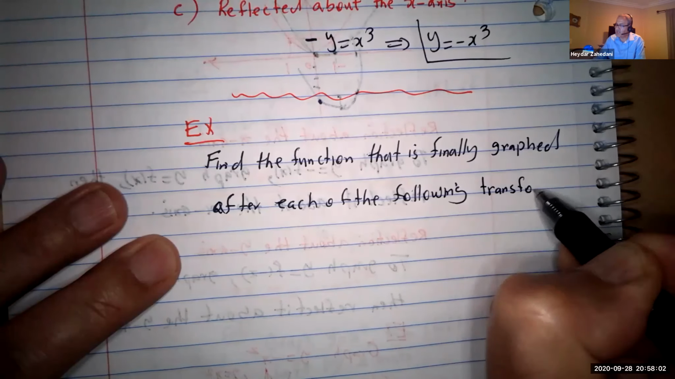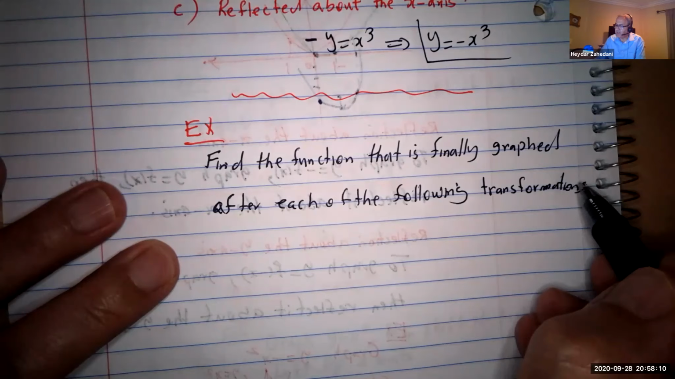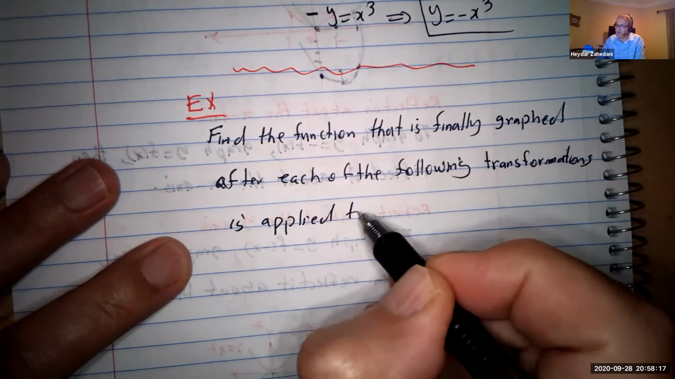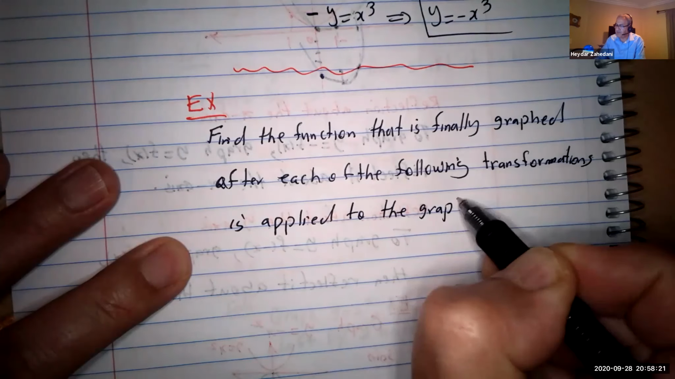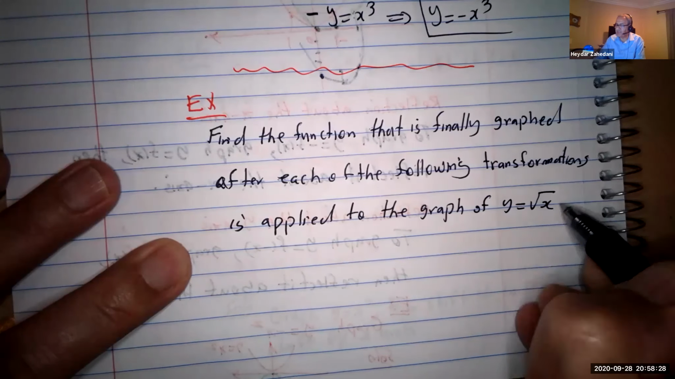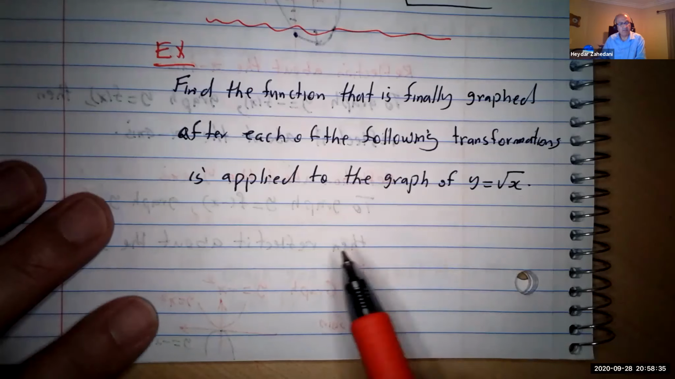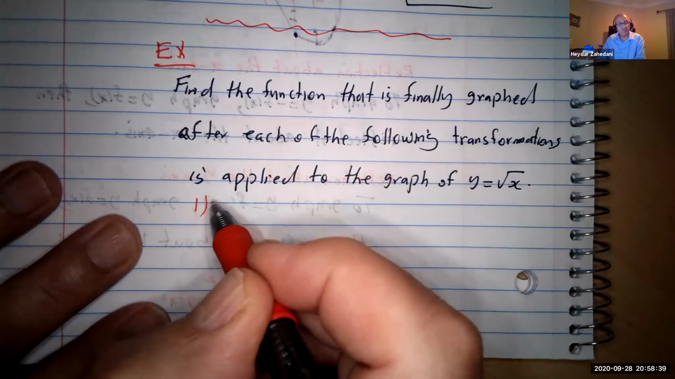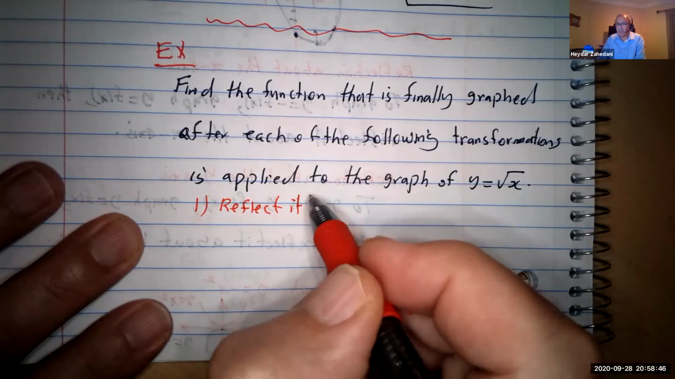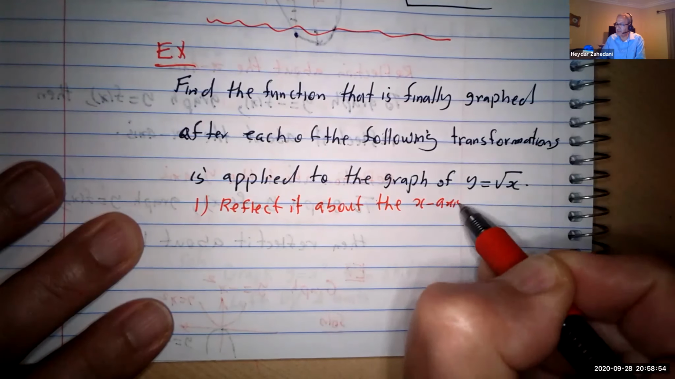Each of the following transformations, those actions that we talked about, is applied to the graph of y equal to the radical x, for example, or the absolute value of x would be the same thing. So what is the operation they need? First thing to do, they want to reflect it, the mirror, about the x-axis. The mirror is on the x, you go up and down. So you change the y into negative y.